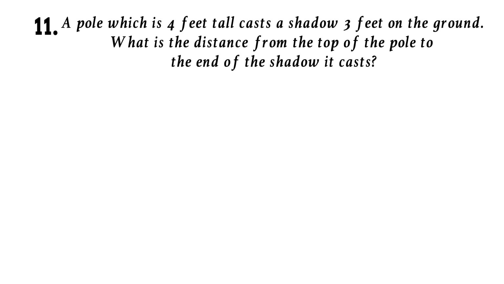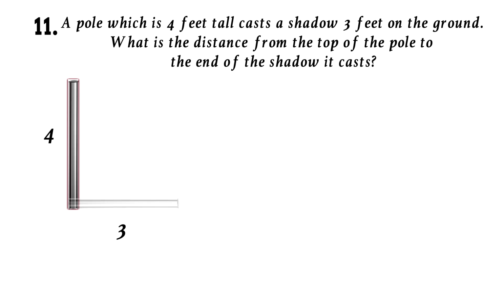Let's get a diagram. So this is our pole, which is 4 feet. This is the shadow it casts, which is 3 feet. We are supposed to find the distance from the top of the pole to the end of the shadow. Let's call this x. We see that we have formed a right triangle. Now, this question is just like the previous. You can try it out yourself.